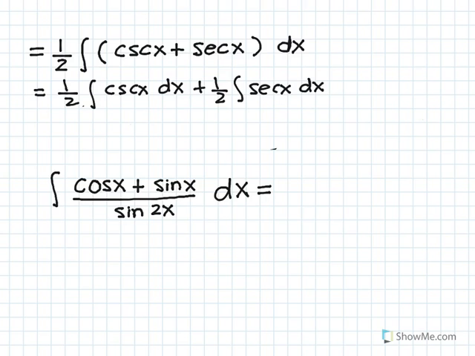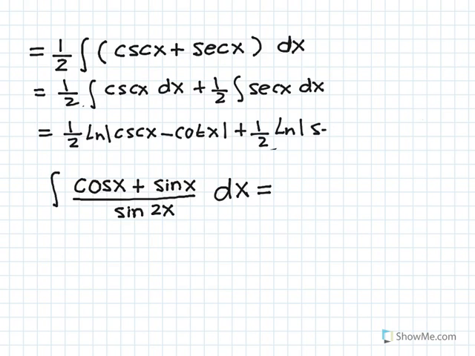Now, what is the integral of cosecant x? It turns out that we have to memorize that. So that's going to be ln of cosecant x minus cotangent x. Similarly, we have to memorize the integral of secant x. That's going to be ln of sec x plus tan x plus c. So the integral of cos x plus sine x divided by sine 2x integrated with respect to x is what we have above.